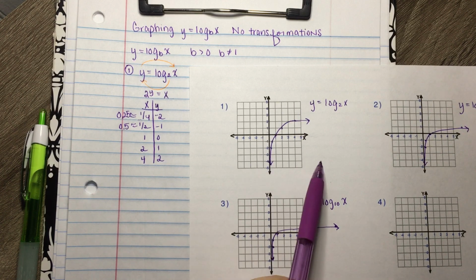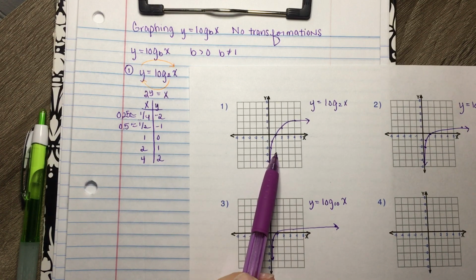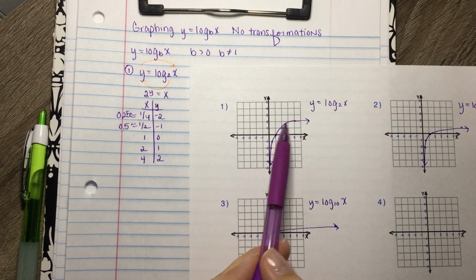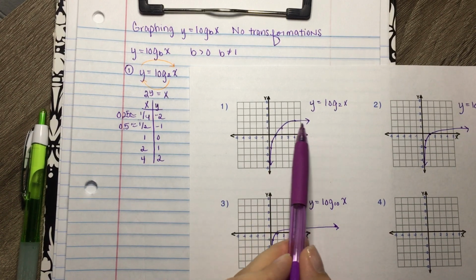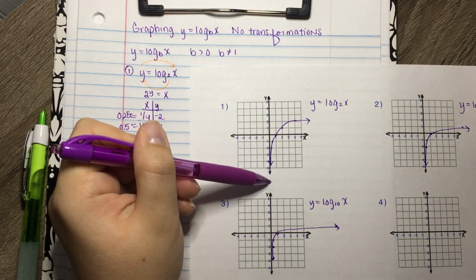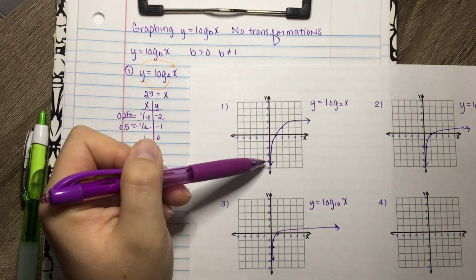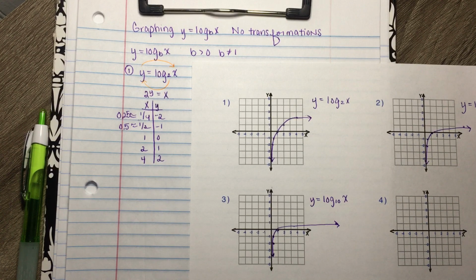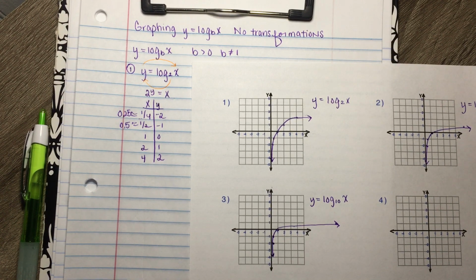Here's our first function graphed. I have those points there at 1/4, -2; 1/2, -1; 1, 0; 2, 1; and 4, 2. We have this nice curve here, and this arrow is going to keep going all the way down. We need to have arrows on both ends of our function. And then I just labeled here for us that this is our log base 2 of x is equal to y. So there's the first one graphed.